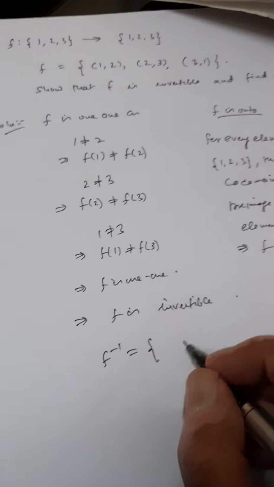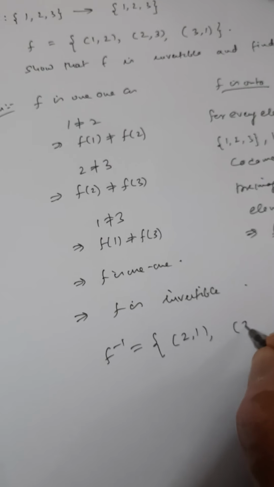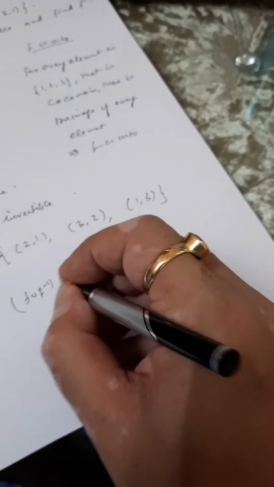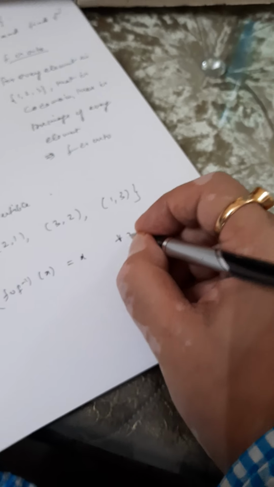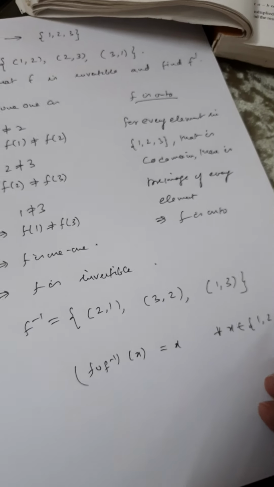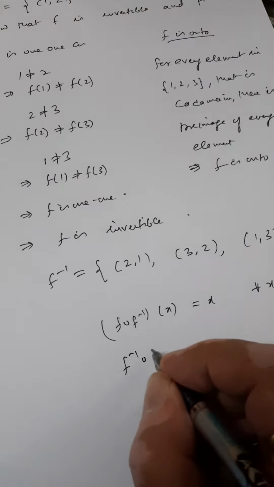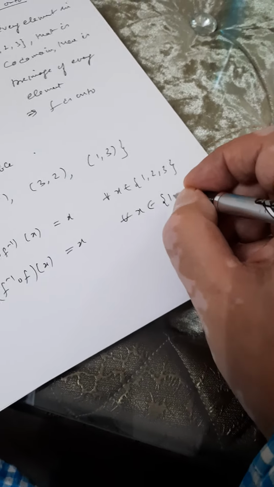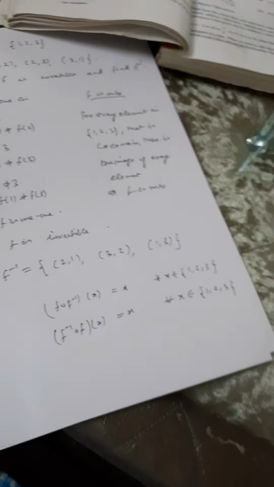Now, since f is invertible, its inverse is the reverse of this. f inverse is {(2,1), (3,2), (1,3)}. See, it's the reverse of the ordered pairs. If you find f o f inverse, you will get at last f o f inverse of x is x for all x in {1, 2, 3}. And the same, f inverse o f of x is x for all x in {1, 2, 3}. This I can give you as an exercise. You can attempt that way.